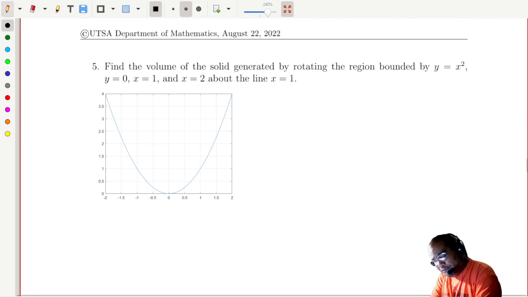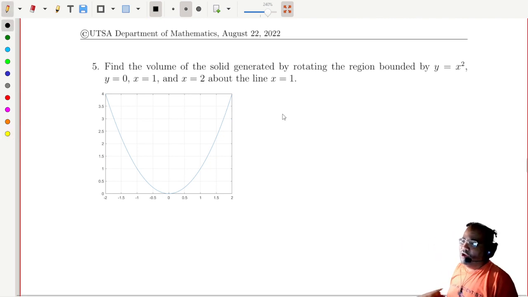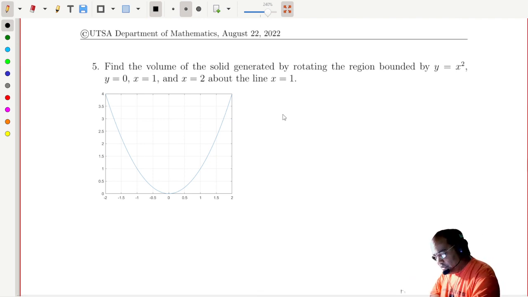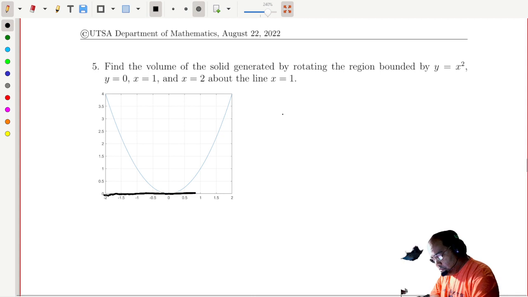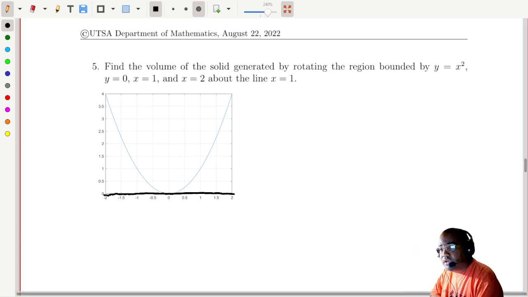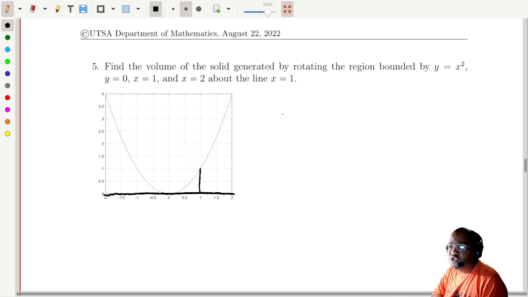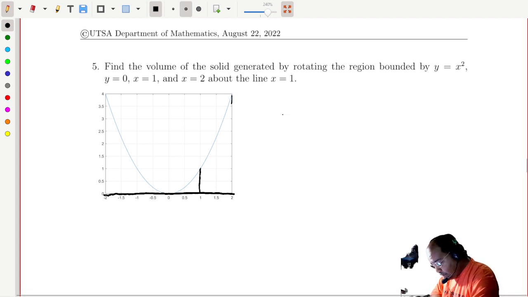Hey, once again, our favorite parabola. Okay. Y equals x squared forms a boundary curve. Y equals 0 is the x-axis. Let's color that in. Okay. X equals 1. I'll go ahead and do that. So x equals 1 is this vertical line here. X equals 2. Okay, that's here.